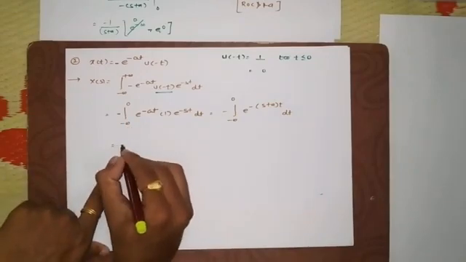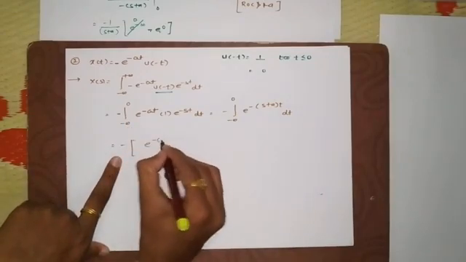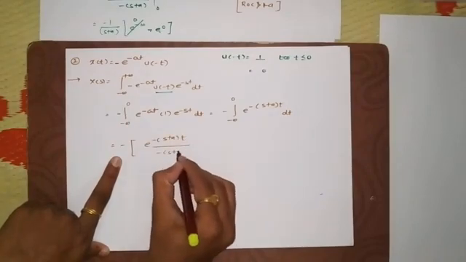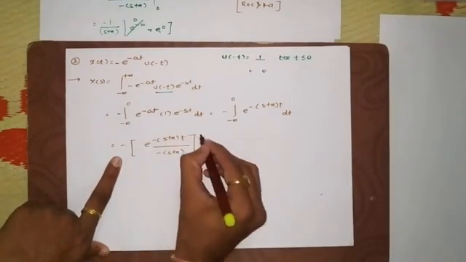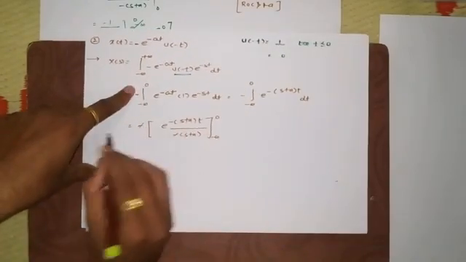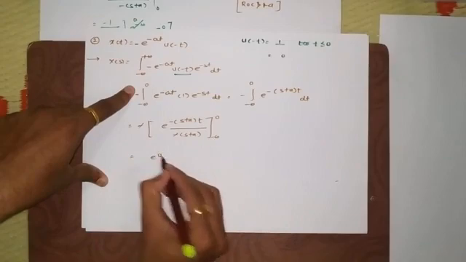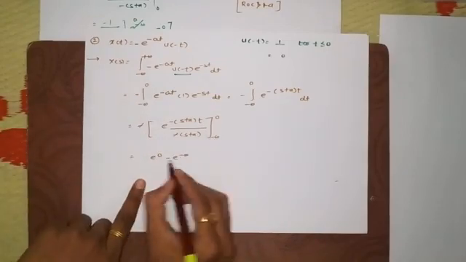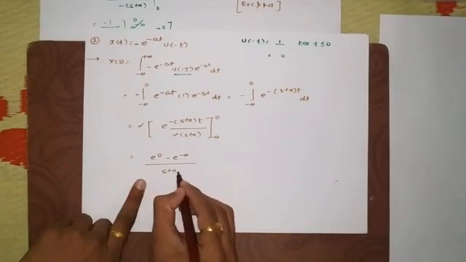So its integration we can write e raised to minus (s plus a) t divided by minus (s plus a), limits minus infinity to 0. We'll put those limits. This minus and minus will get cancelled. Upper limit is e raised to 0. Lower limit is e raised to minus infinity upon s plus a.